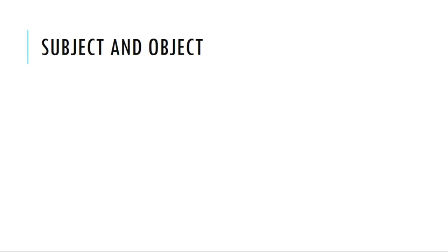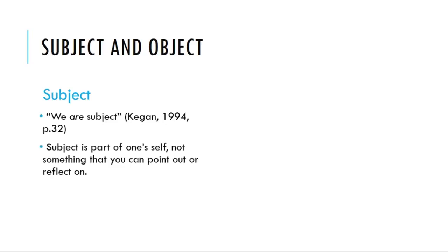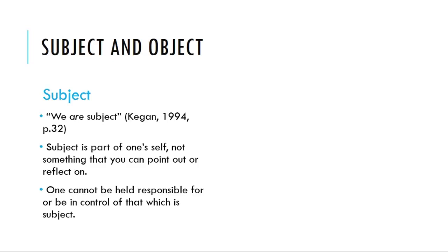As individuals move through the stages of development, Kegan believes that there are aspects of ourselves that are subject and object. Now, subject is something that we are. It's part of ourselves, it's not something that we can point at or reflect upon, and it's not something that we can be held responsible for or be in control of.